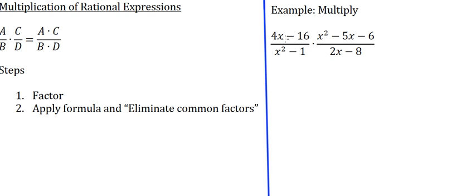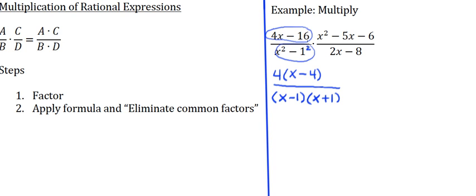Okay, so let's follow this example. It says multiply 4x minus 16 over x squared minus 1 times x squared minus 5x minus 6 over 2x minus 8. Step 1, factor as much as possible. So start here. Let's factor this binomial. Greatest common factor 4, so 4 times x minus 16 divided by 4, over x squared minus 1. Notice that the number 1 is the same as 1 squared, so follow factorization via difference of squares. So you will get difference of the bases, x minus 1, times sum of the bases, x plus 1. Okay, so that was the factorization of this guy.